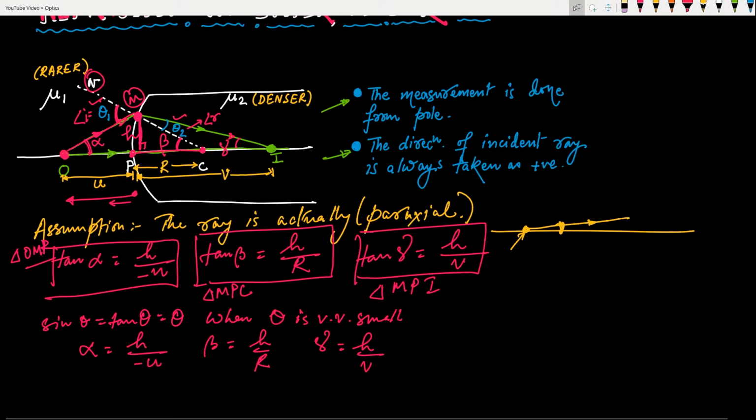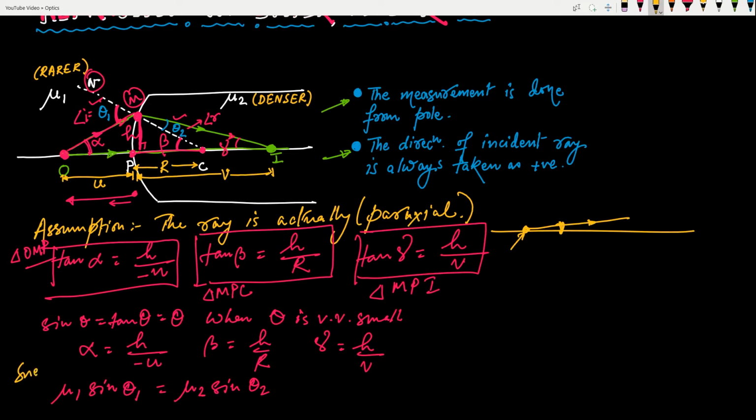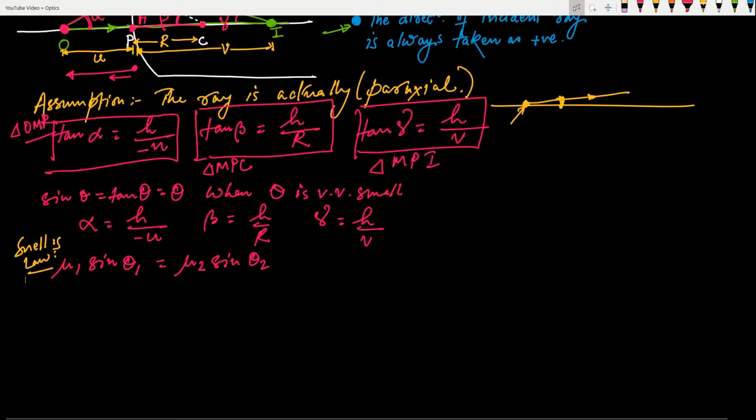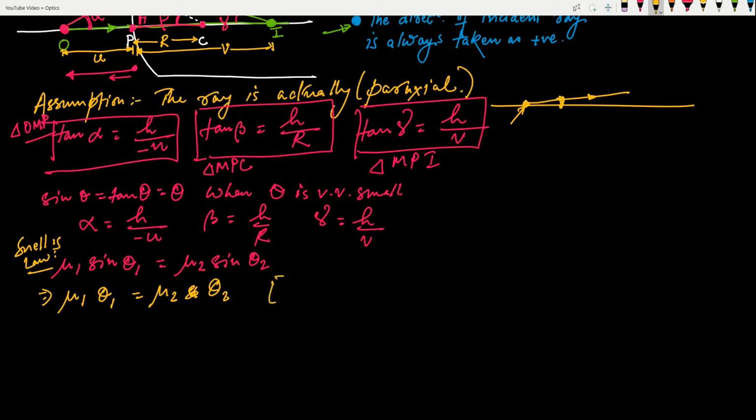Simple as that. Now we will use Snell's law in order to find the position of the image produced. Snell's law can be written as mu1 sine theta 1 is equal to mu2 sine theta 2, where theta 2 is the angle of refraction. So I'll write it down, Snell's law. Now since the rays are paraxial, the angle of incidence will be very small and the angle of refraction will be very small. So mu1 sine theta 1 can be written as mu1 theta 1, and mu2 sine theta 2 can be written as mu2 theta 2, since theta 1 and theta 2 are very, very small. Why? Because the incident ray is paraxial.